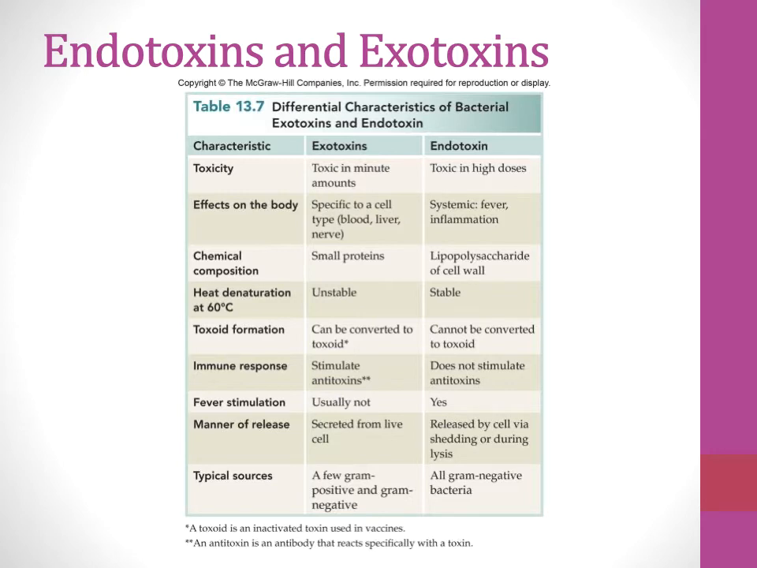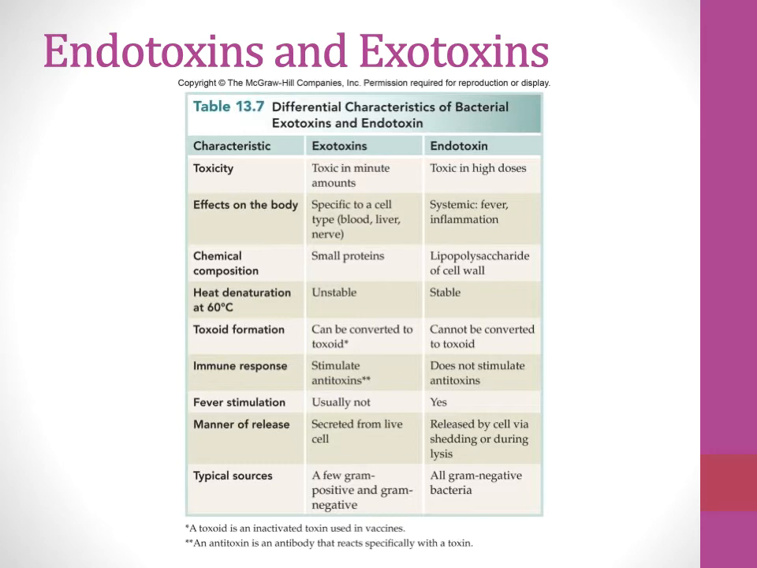When we look at exotoxins, these tend to be gram-positive. There are gram-negatives that do produce exotoxins, and looking at the manner of release, they're going to be secreted from live cells. So the cell has to be alive. If you've killed the cell either by the immune system or by an antibiotic, it cannot produce exotoxins. If you look at the chemical composition, these are small proteins or peptides. Again, the cell has to be alive to undergo protein synthesis to produce the exotoxin. So if you kill it, you can't produce exotoxins.